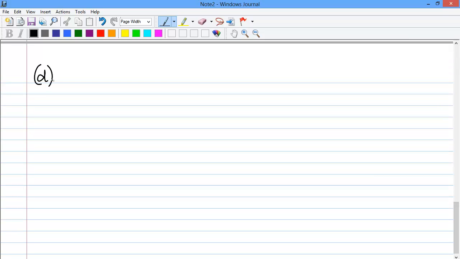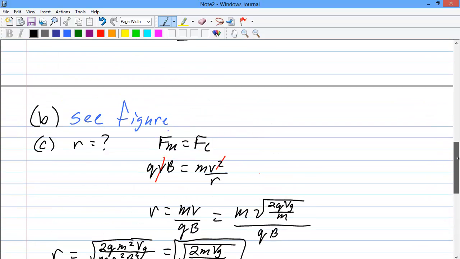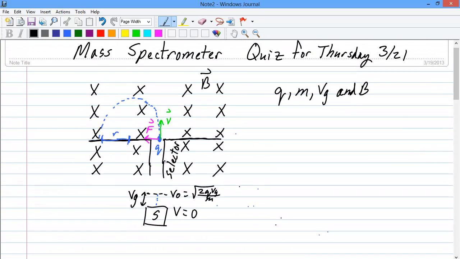For the last part, question D, I'm asked, charges leaving the source may have non-zero speeds. What electric field, magnitude and direction, must exist in the selector to ensure that only the charges with V sub naught leaving the grid will pass undeflected through the selector? What this means is that here at the selector, we have the magnetic force pushing it left. So we have to have an electric force at this point right here that cancels out the magnetic force.